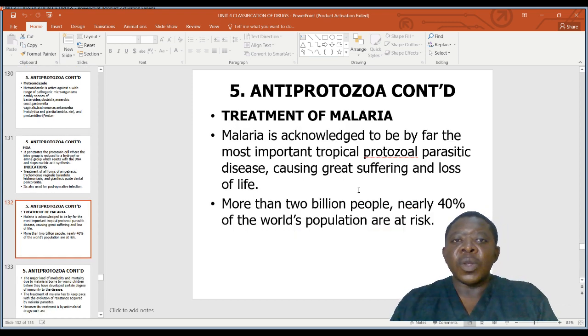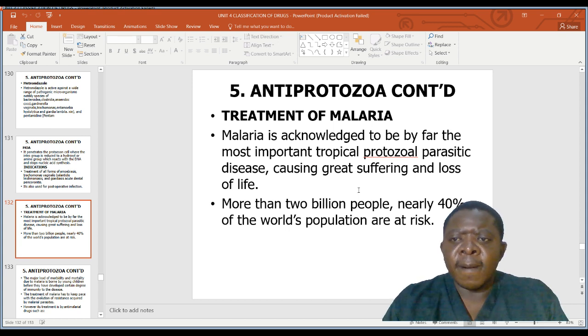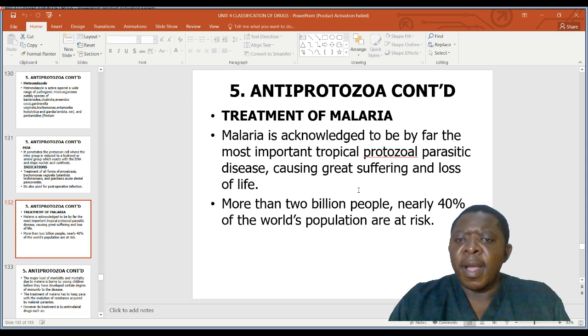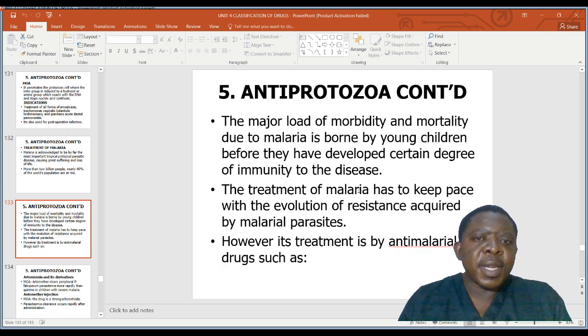Okay, so in treatment of malaria, it is acknowledged to be by far the most important tropical protozoal parasitic disease causing great suffering and loss. So here we have chloroquine that is used as an anti-protozoal. More than 2 billion people, or nearly 40% of the world's population, are at risk of malaria. So you find that here we use chloroquine as an anti-protozoal.